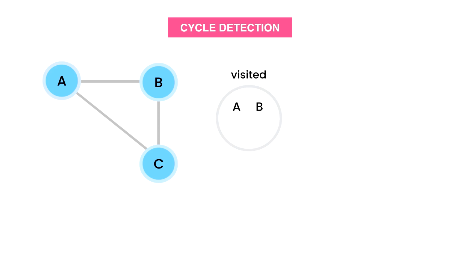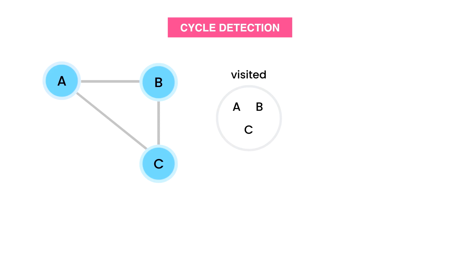Now, B has 2 neighbors, A and C. We don't want to go back to where we came from, right? So as we move from A to B, we should pass A as the previous or the parent node. Now, when exploring the neighbors of B, we know that we came from A, so we're not going to go in that direction. Instead, we go to C. Similarly, we pass B down, so we don't go back to it from C. Now, C has one other neighbor, but we have already visited A. So we have a cycle in this graph.